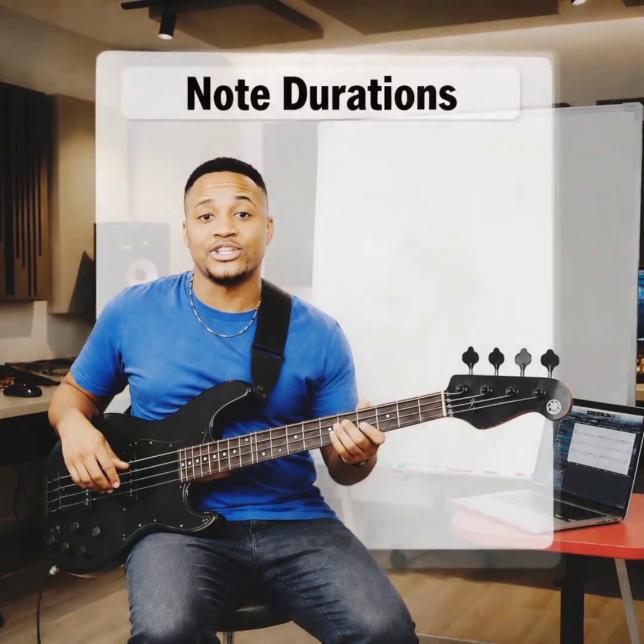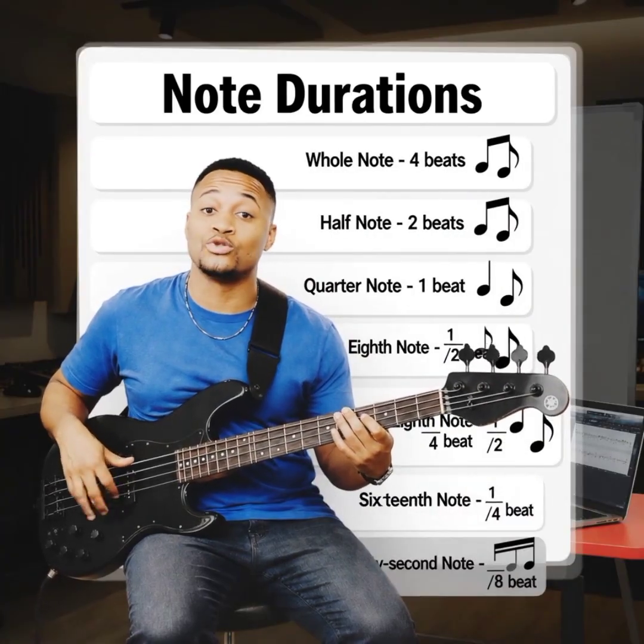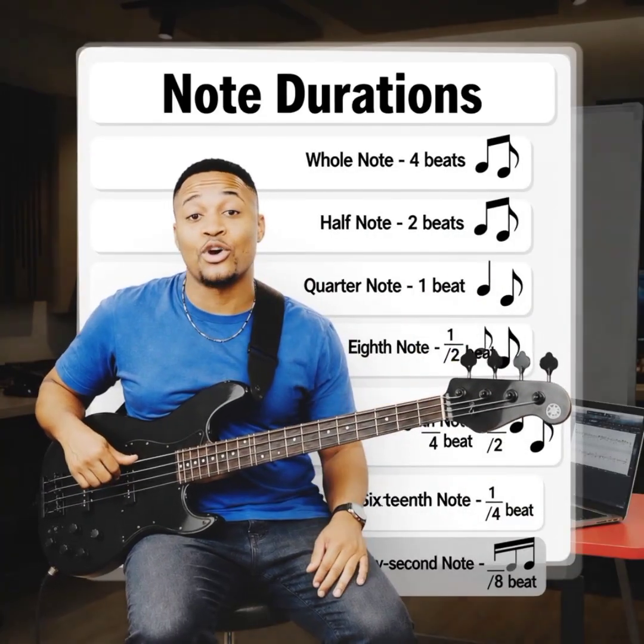Let's learn note durations. A whole note lasts 4 beats. A half note is 2 beats, a quarter note is 1. 8th, 16th, and 32nd notes get shorter.